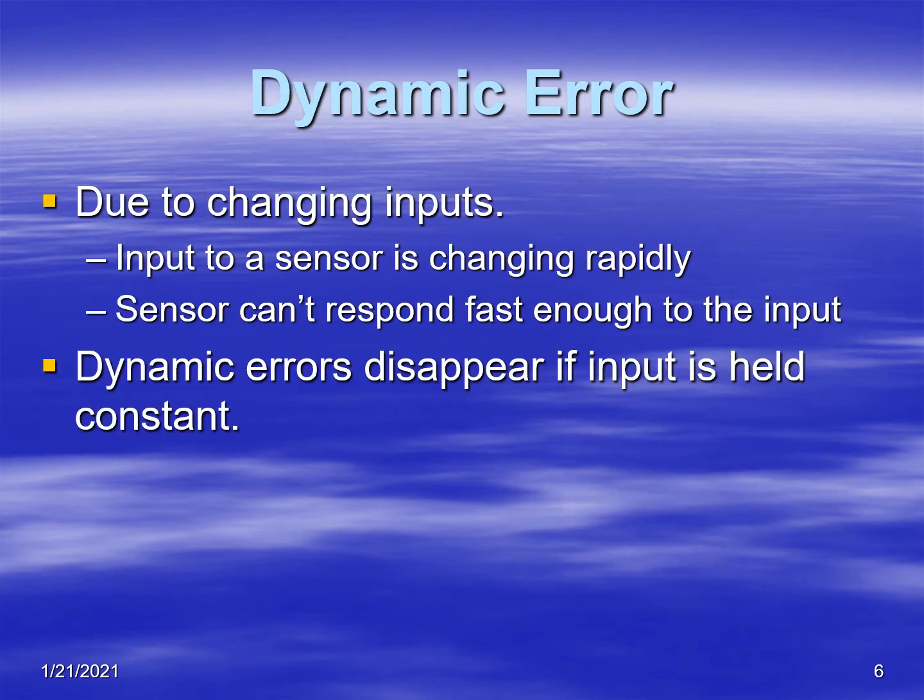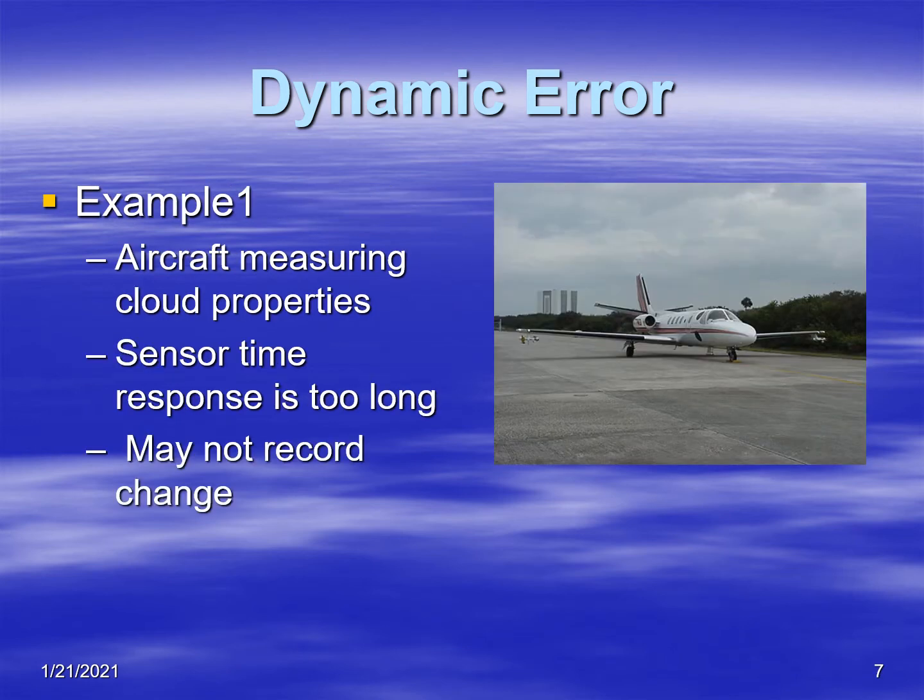Dynamic error, once again, the word dynamic implies time. So this is when things are changing with time. You have a changing input. And it may be changing so fast that the instrument can't respond to the rapid changing input. If the input is held constant, if it's not changing, then typically the dynamic error will disappear.